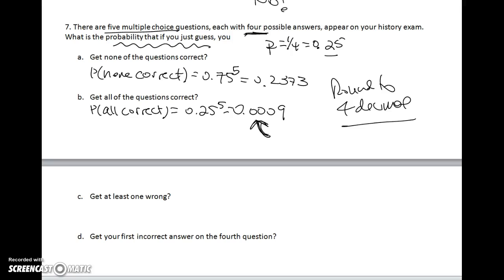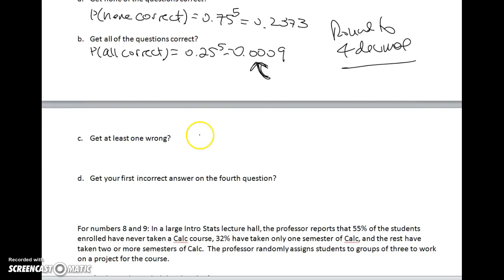Okay, part C says, what is the probability that you get at least one wrong? So this means either that you got 1 wrong, maybe 2 wrong, maybe 3 wrong, maybe 4 wrong, maybe even you got all 5 wrong. So rather than figuring out every single one of these probabilities, keep in mind that if you got 1 wrong, it could have been the first question, the second question, the third, the fourth, or the 5th. So there's lots of ways that even this could happen. There's also multiple ways that the second could happen, and so on.